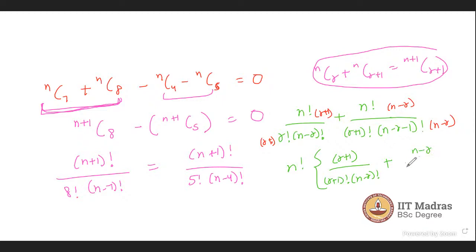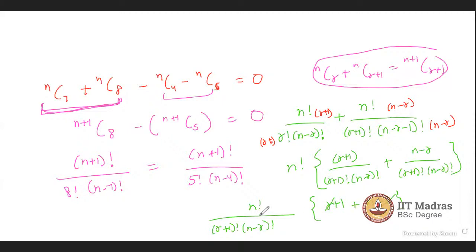So it becomes (n minus r) times (r+1) factorial and (n minus r) factorial, right? The denominator goes out, it's common to both. And (n minus r) factorial times (r plus 1 plus n minus r). The r gets cancelled out, so n factorial times (n plus 1) becomes (n+1) factorial. I think this is the formula for (n+1)C(r+1), right? Yes, sir. Okay, so let's just do the question now.